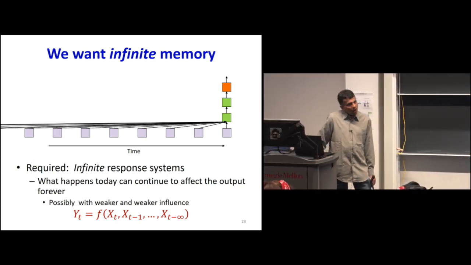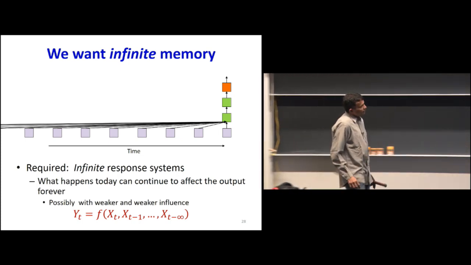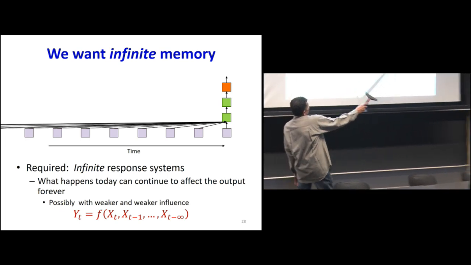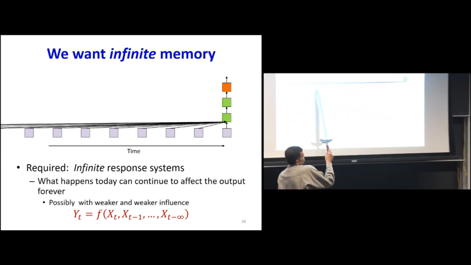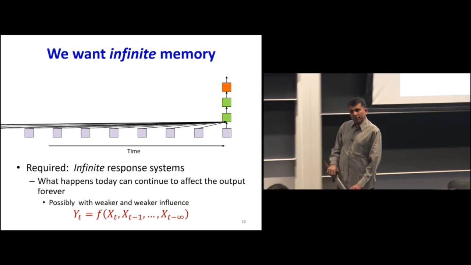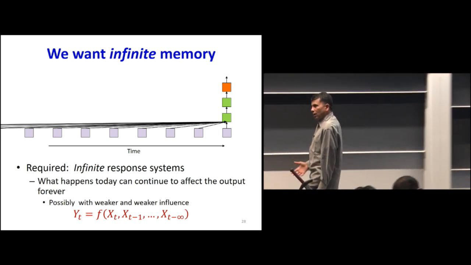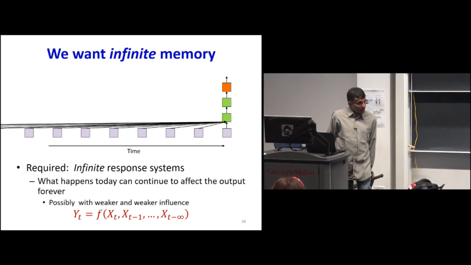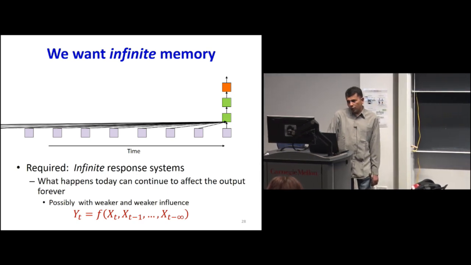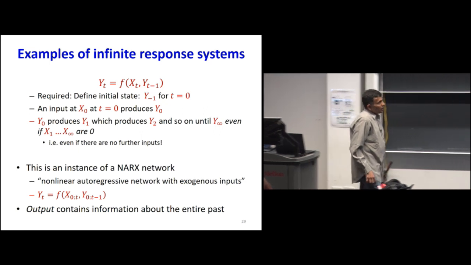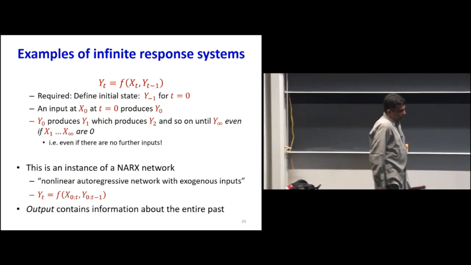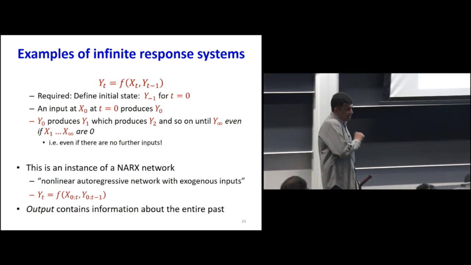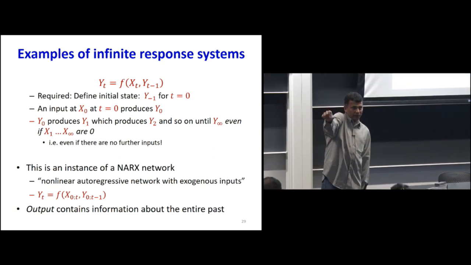So is there an alternative to having connections like these, where you're looking at inputs all the way into the past if you want to make predictions into the infinite future? We want an infinite response system. So you want infinite memory, right? You can have a different kind of infinite response system. Again, the idea is that something that happens today must influence the output forever, right?